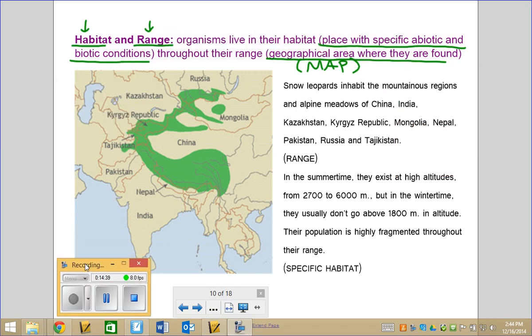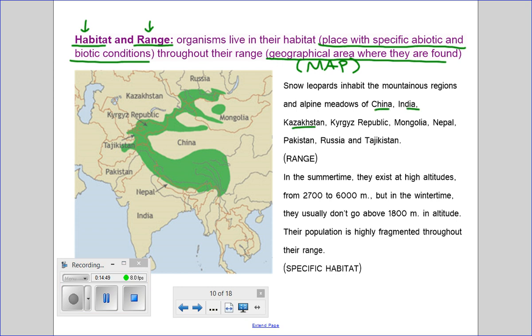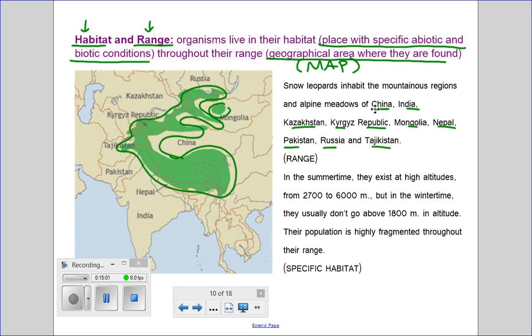For a snow leopard, if I wanted to talk about where they live geographically, I would talk about a map with the names of geographic places where it lives. So you'll see this spot that's outlined in green, all of that is the range of the snow leopard. Because I'm not telling you anything realistically about the conditions that they're living in. I'm just telling you where they're living.